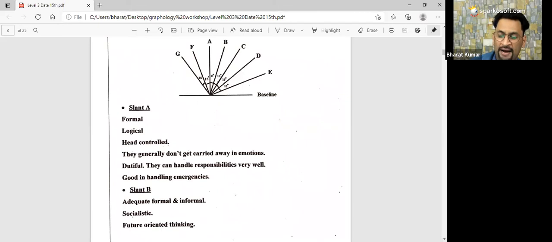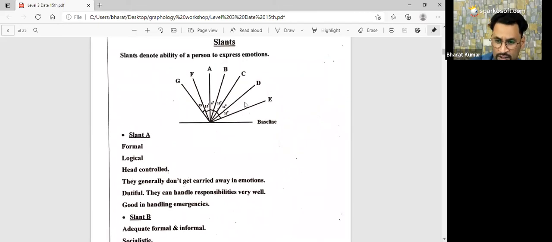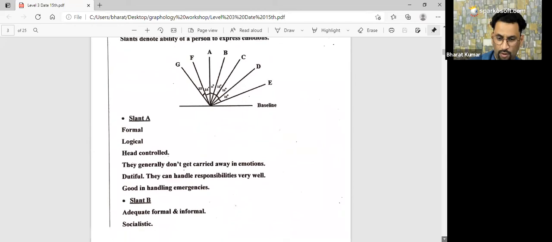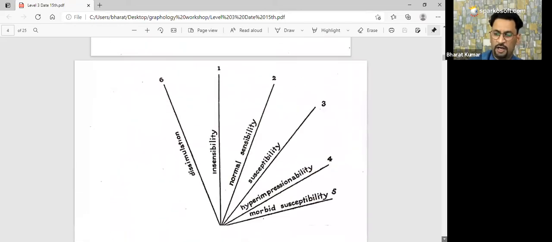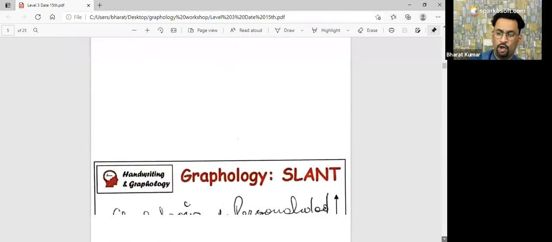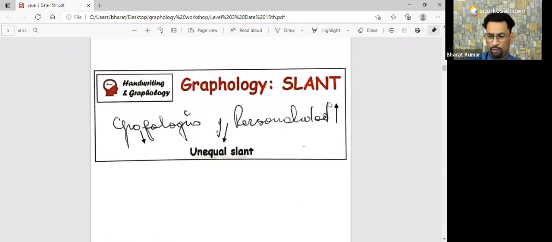Okay, I have stopped the PPT here so that you can focus on the structure. So now slants are clear. These slants are clear with the different properties. Now you have understood how to find out slant. You have to make lines.